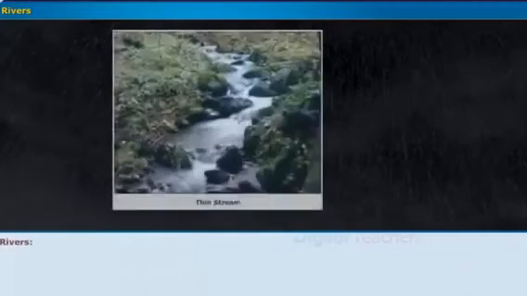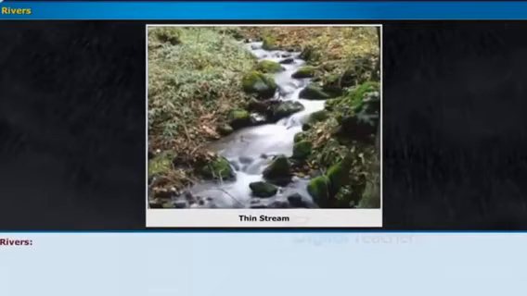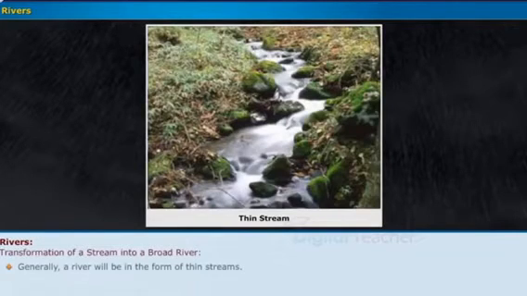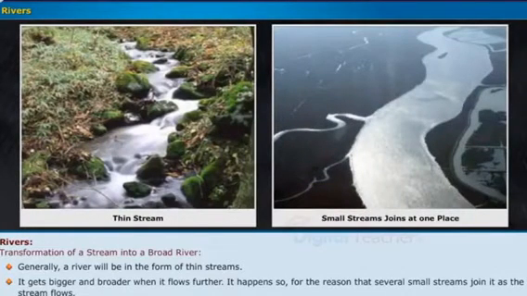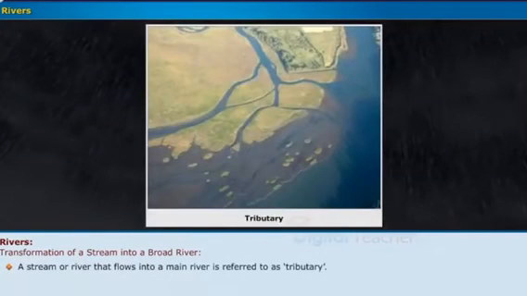Let us learn how the stream turns into a broad river. Transformation of a stream into a broad river. Generally, a river will be in the form of thin streams. It gets bigger and broader when it flows further. It happens so because several small streams join it as the stream flows. A stream or river that flows into a main river is referred to as a tributary.